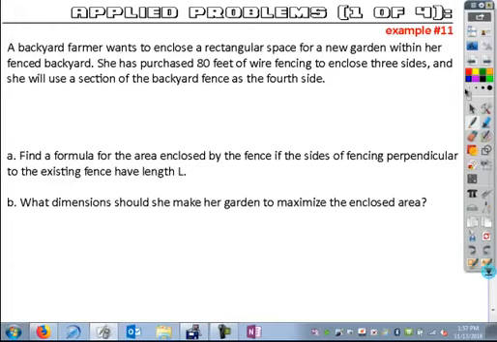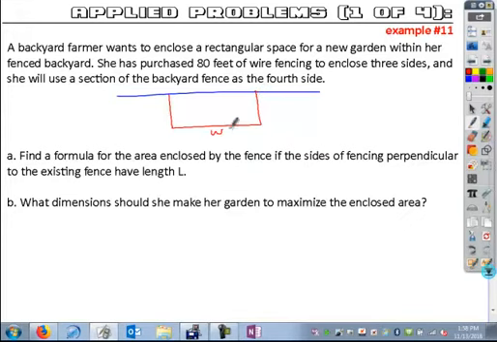The first one has to do with enclosing a space for a garden that backs up against the side of a previously existing fence. Okay, so if you have, let's say, the backyard fence modeled here, and you want to enclose a space for a garden that's in the shape of a rectangle, so these would be the dimensions here in red.